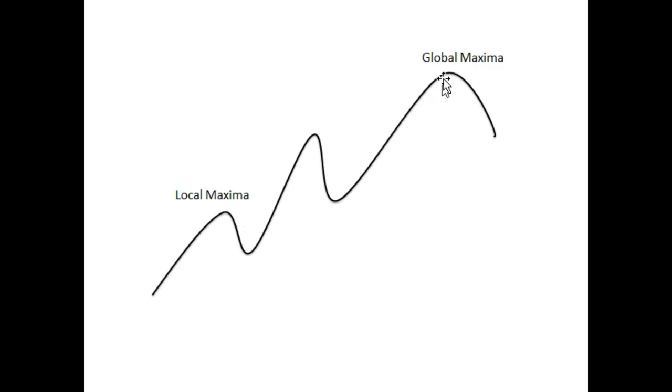But its goal was at this place, and on reaching this location it will consider that it has reached the maximum location. That's why the weakness of this algorithm is local maxima. It will consider that I am at the goal position, but it will not actually be at the goal position.